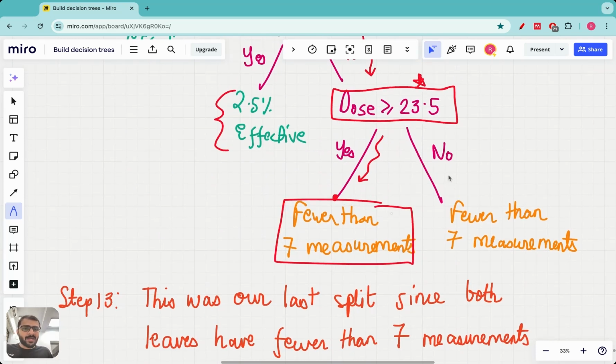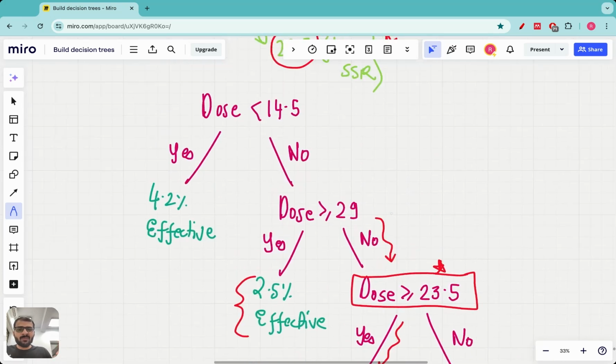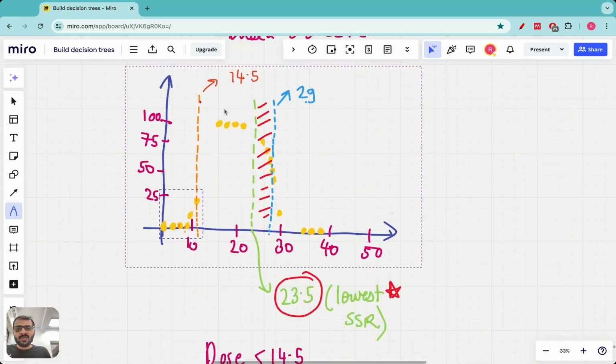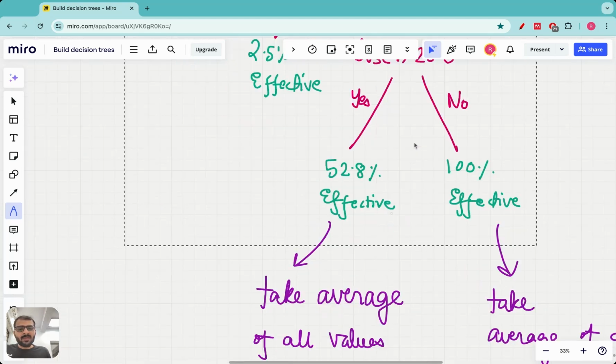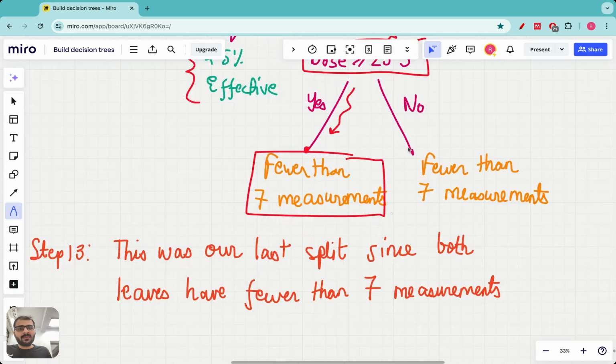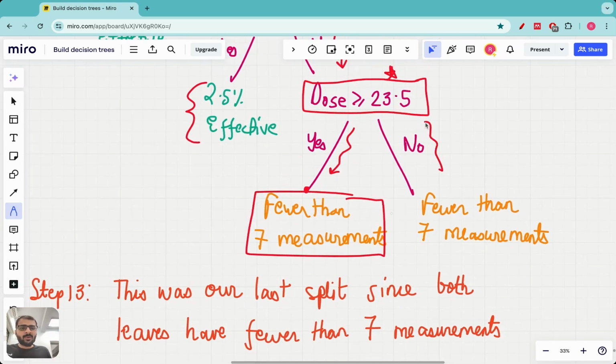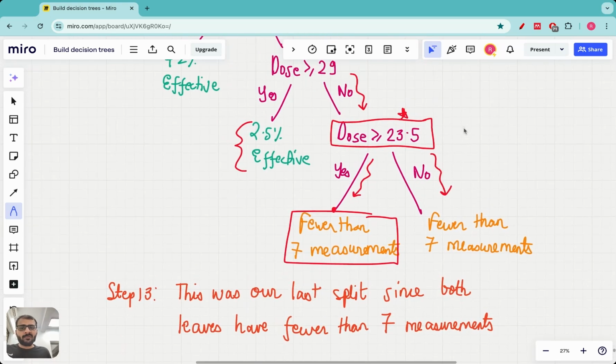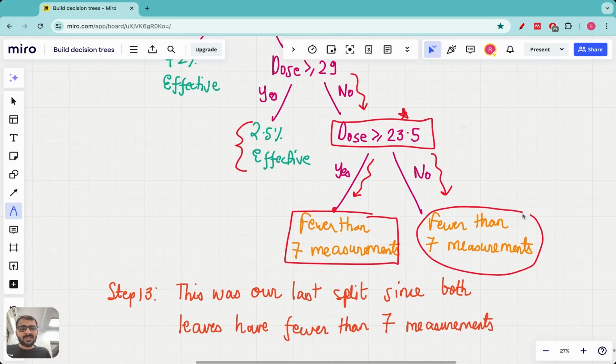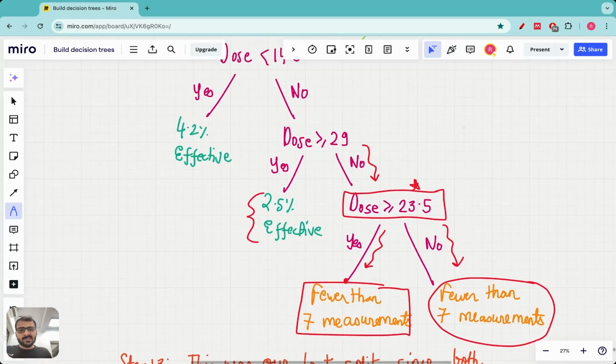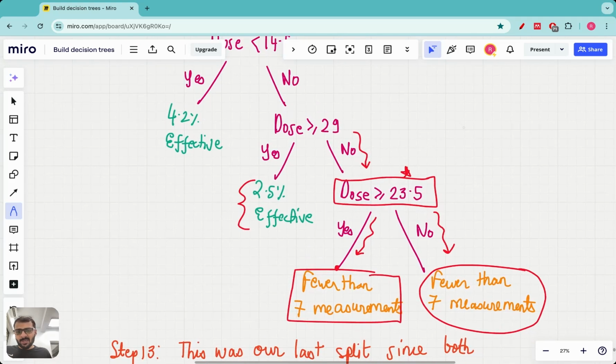Now let's look at the no category, which means dose less than 23.5 but dose greater than 14.5, which means we are in this category. And you can see that here also there are only four measurements, which are less than seven. So for both of these, we will not be splitting further. These are the leaf nodes. And this is where the splitting of the decision tree stops. This is where we have constructed our final decision tree.